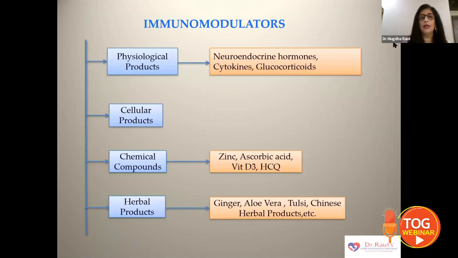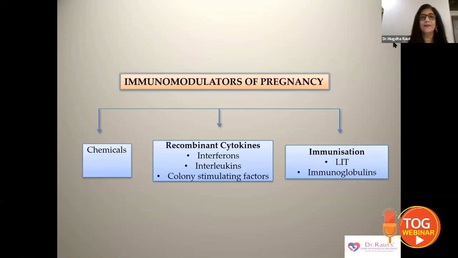Immunomodulators can be physiological products, which include neuroendocrine hormones, cytokines, glucocorticoids, cellular products like the lymphocytes, chemical compounds like zinc, ascorbic acid, vitamin D3, and hydroxychloroquine, and herbal products like ginger, aloe vera, tulsi, Chinese herbal products, ginseng, etc. So the immunomodulators of pregnancy may be chemicals, may be recombinant cytokines like interferons, interleukins, or colony stimulating factors, and immunization, which could be through LIT, that is lymphocyte immunization, and immunoglobulins.